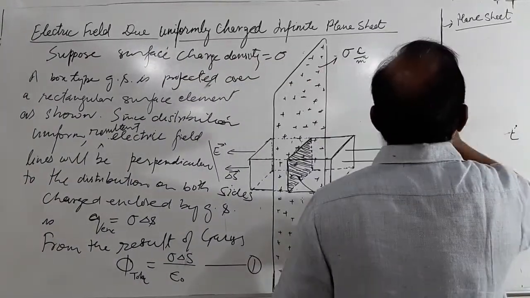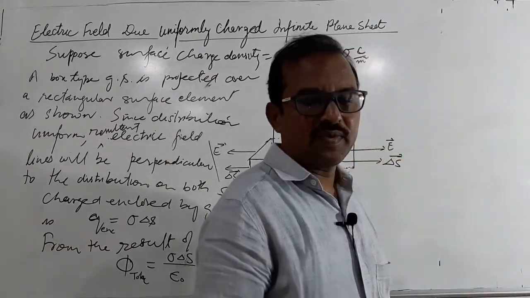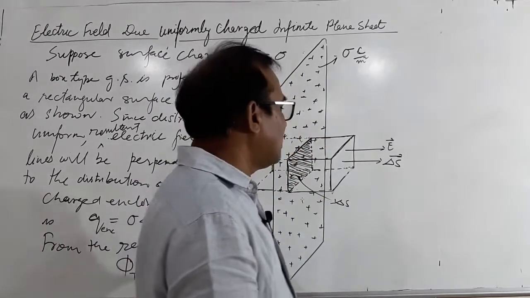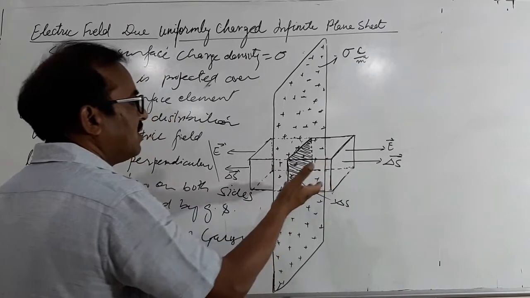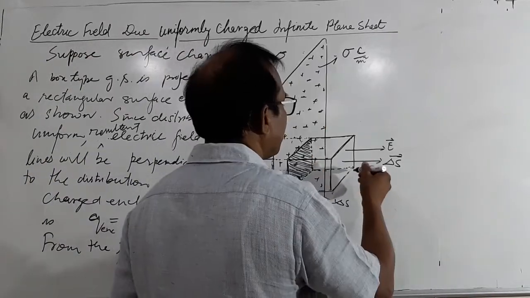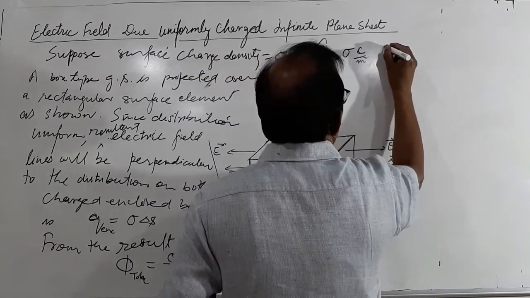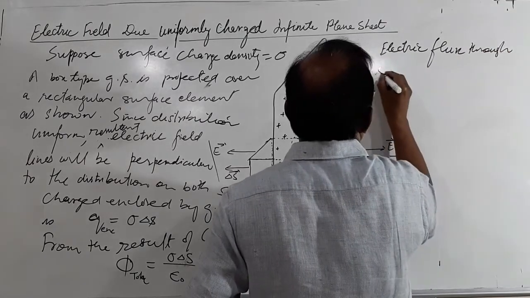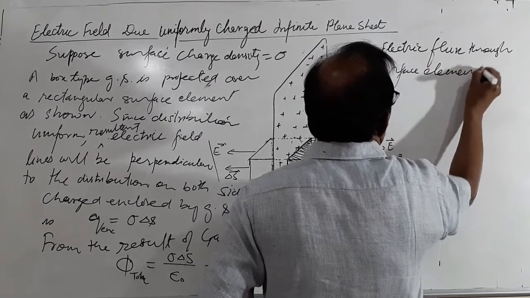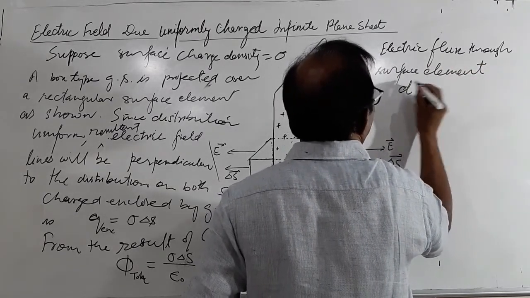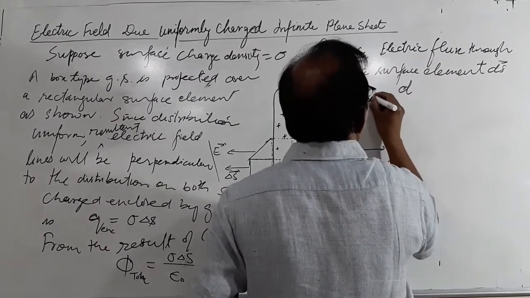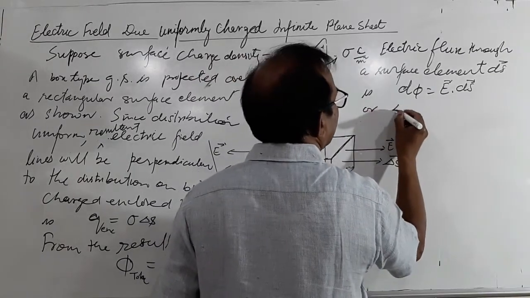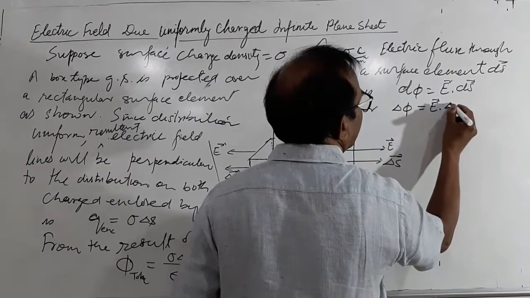Now, according to calculation, first we write the electric flux through a surface element ds: d phi equals E dot ds, or delta phi equals E dot delta S.